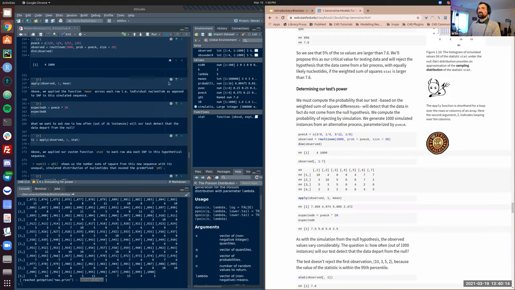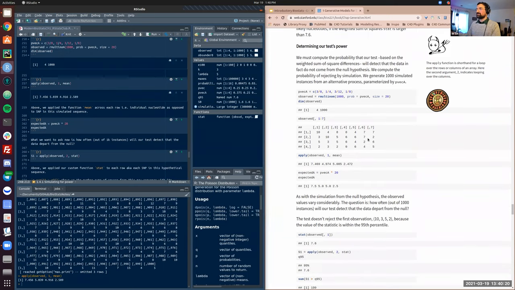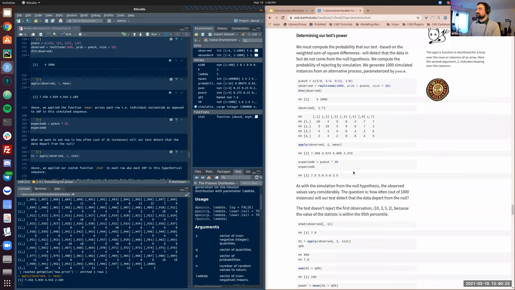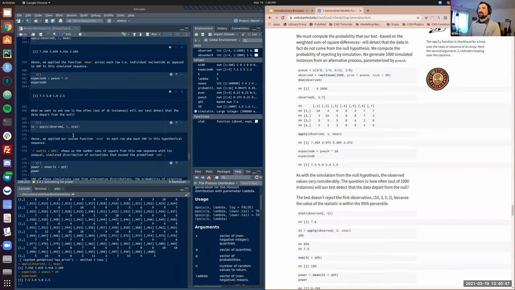And here, when I ran this at first, my values were a bit confused. What I expected to get, I was not able to get. So here we are multiplying. Yes, we are getting the number of times per sequence we can expect to get each nucleotide. So 7.5, 5, 5, 2.5. And we want to ask how often out of 1,000 instances will our test detect that we have departed from the null distribution.